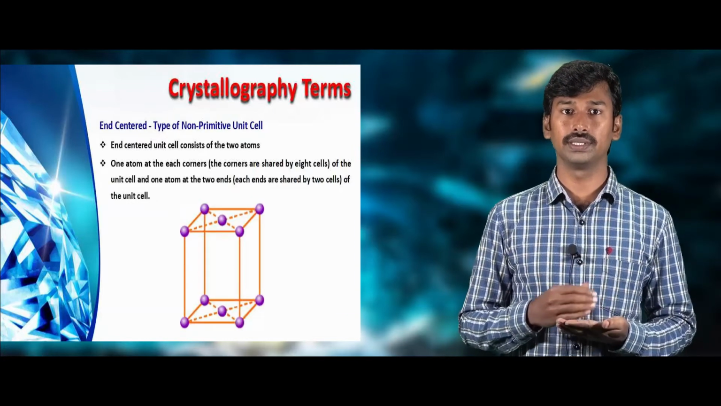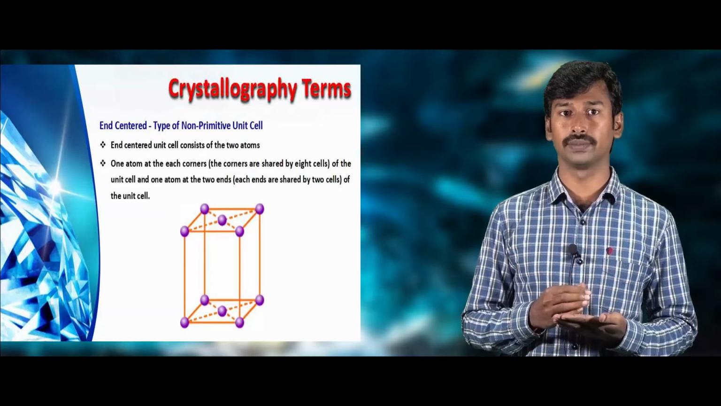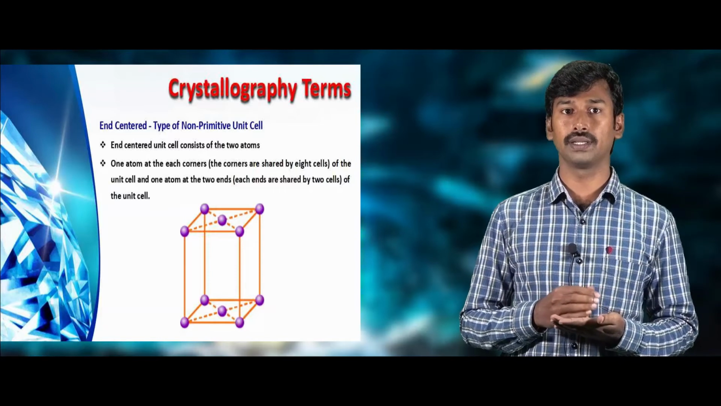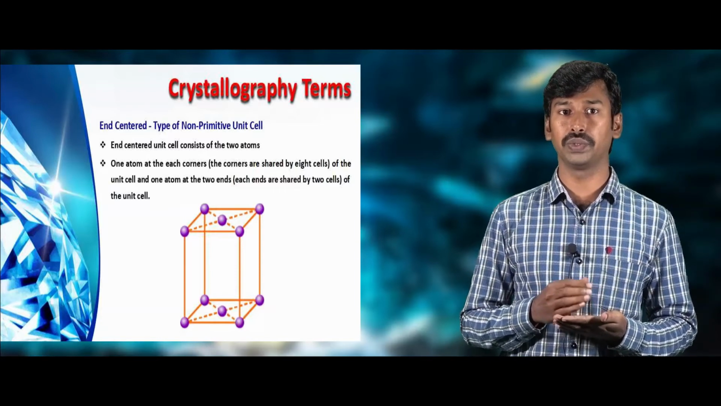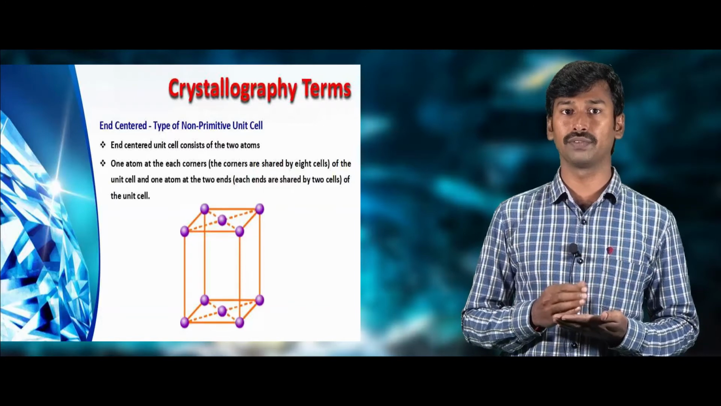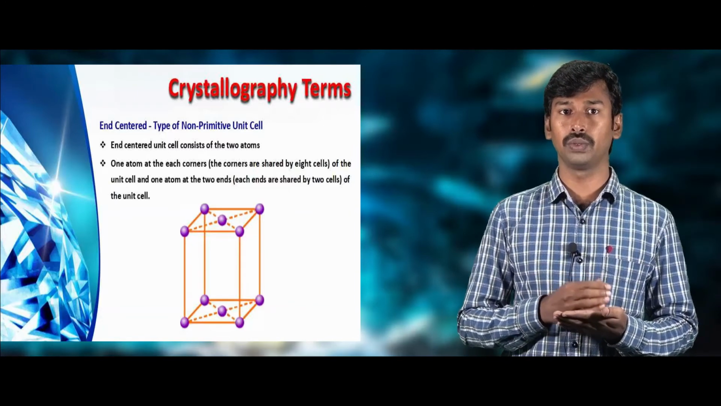End center unit cell. End center unit cell consists of 2 atoms. 1 atom at each corner of the unit cell, which is shared by 8 unit cells, and 1 atom at the end of the unit cell, both bottom and top ends, which is shared by 2 unit cells.